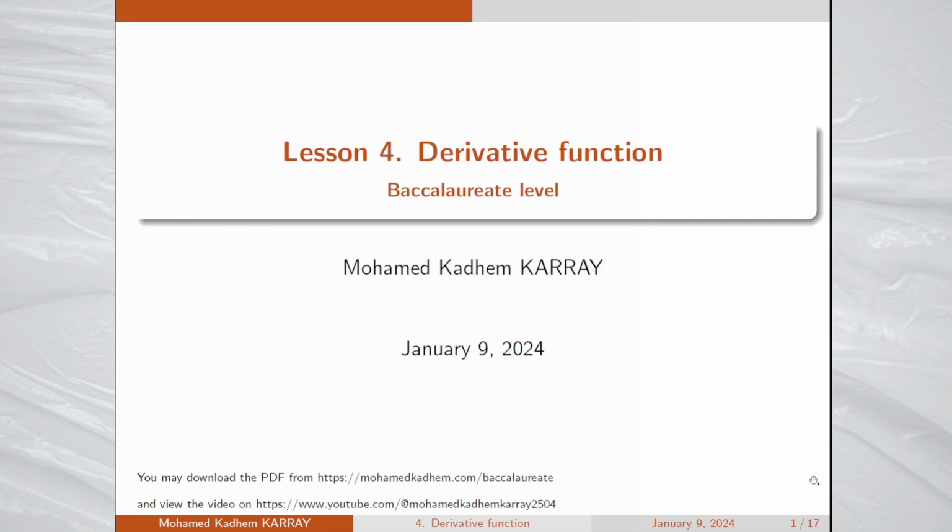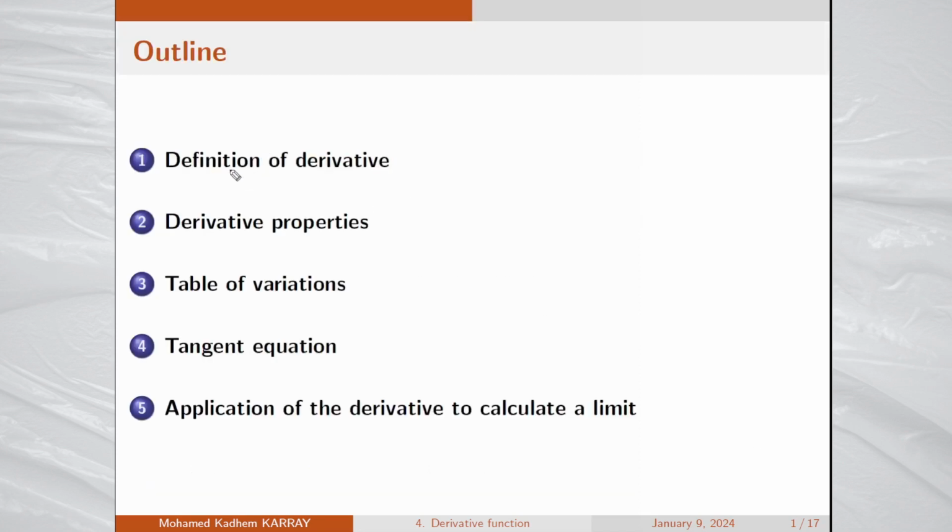The outline of the lesson will be firstly to define the derivative, then to state its basic properties. After that, I will present the notion of table of variations. The fourth section concerns the equation of the tangent line. The final section applies the derivative to calculate a limit. I will show you that the derivative may be very useful to calculate some limits.